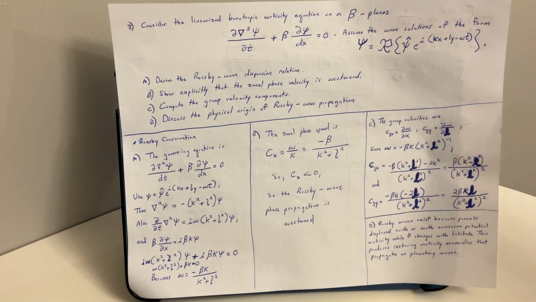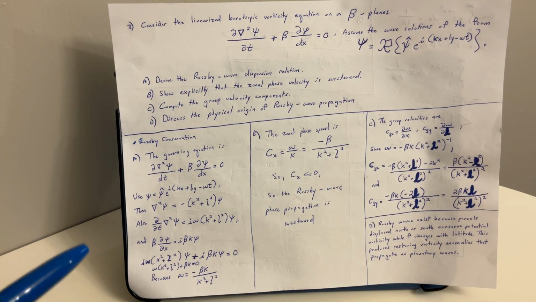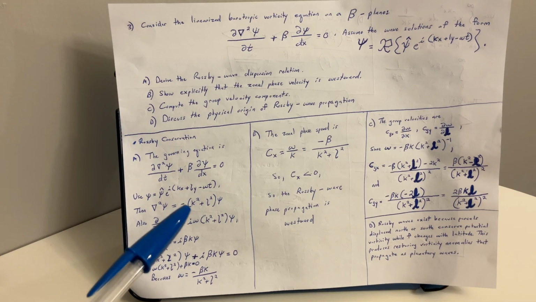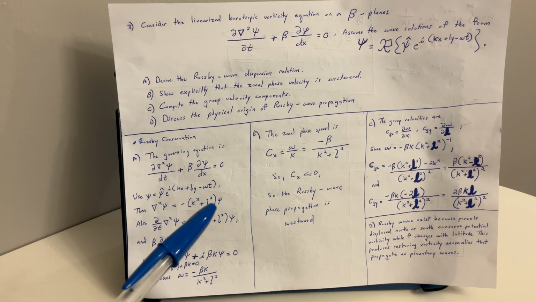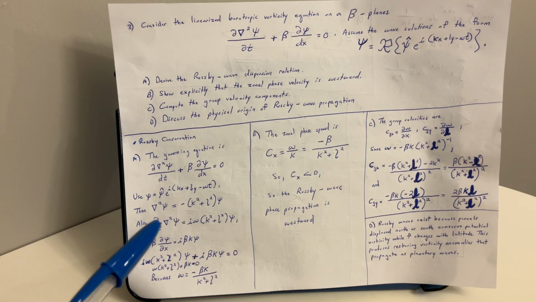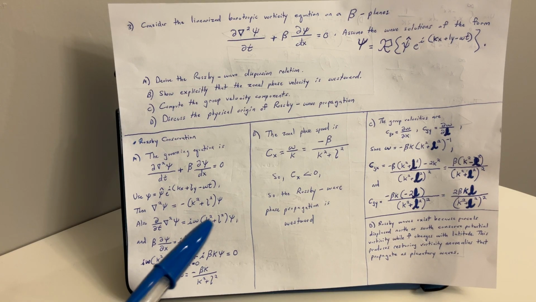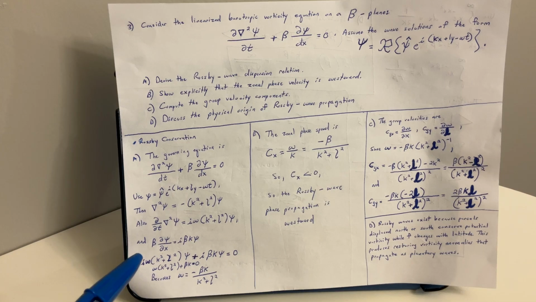Rossby wave. So the governing equation is the following. And we're going to use this psi substitution. And then we're going to use del squared psi equals negative k squared plus l squared, that quantity, psi, and then also d/dt of del squared psi equals i omega k squared plus l squared, that quantity, psi, and then beta d psi dx equals i beta k psi.